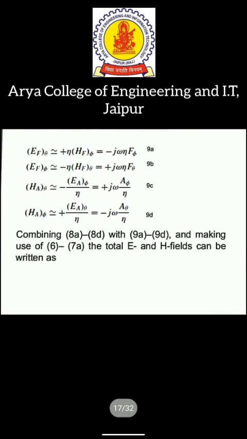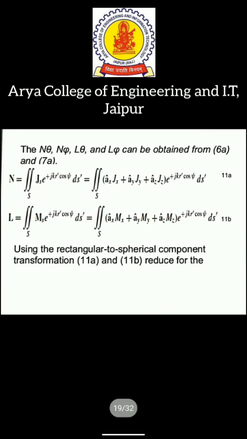This one. So making use of these auxiliary potential functions equations, the total E and H fields can be written as this. But this is the radiation field equations for the far field approximations for the field equivalence principle. Now N theta, N phi, L theta, L phi can be obtained from 6a and 7a.